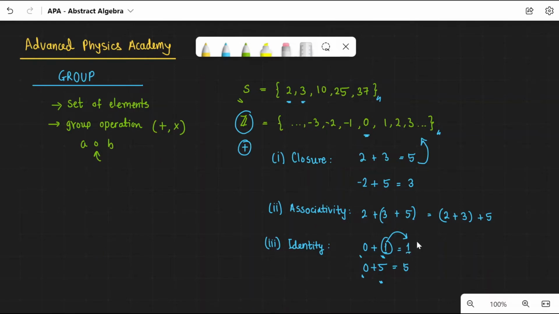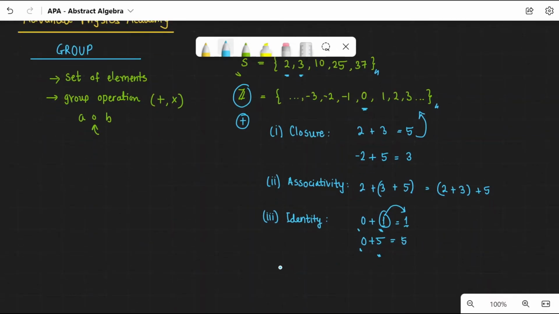And finally the fourth condition, and that is existence of an inverse. So if we add together -3 and 3, we get back the identity, that is 0. So we say that for each element there exists an inverse of that element, which after group operation gives back the identity element.